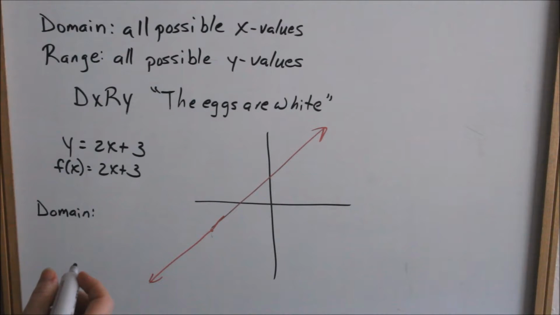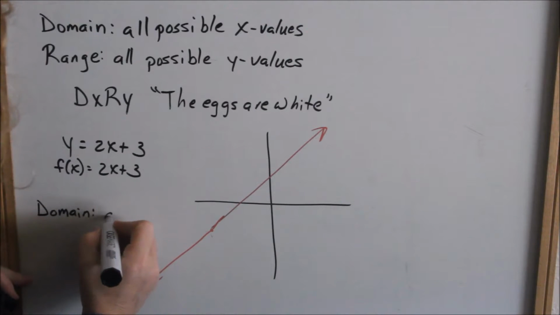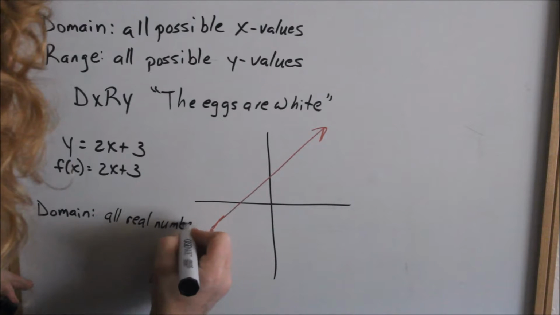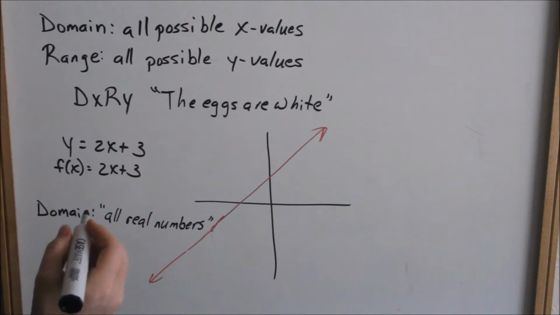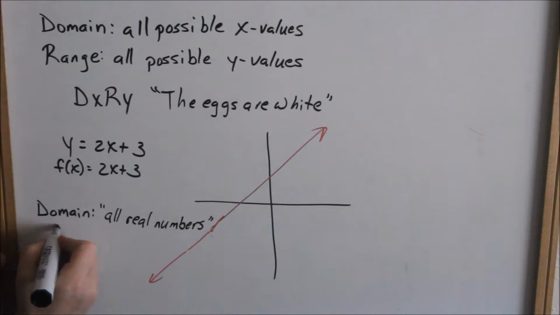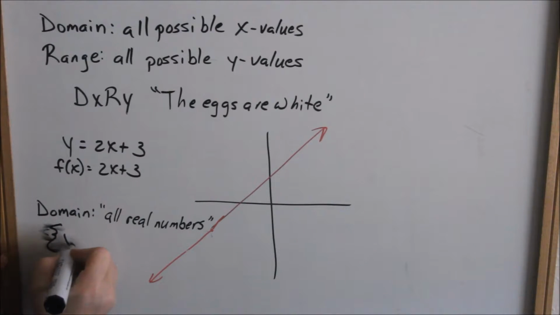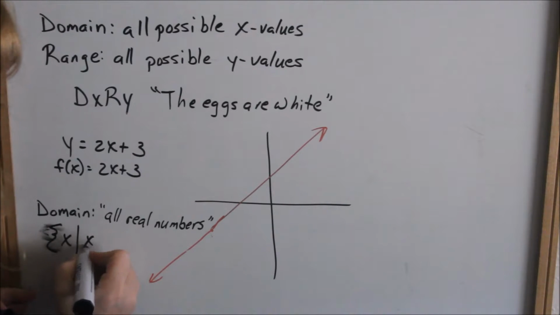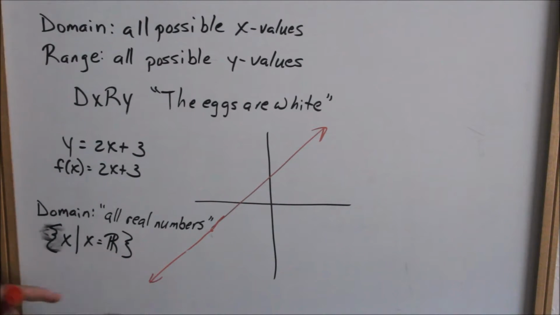My x values are not limited, so my domain can be any real number. Either you can write all real numbers. This is one way you will see the answers written. All real numbers. You might see it in some sort of set notation saying x such that, you might see a line that means such that, x equals all real numbers, and you might see that symbol, and that just means x equals all real numbers.